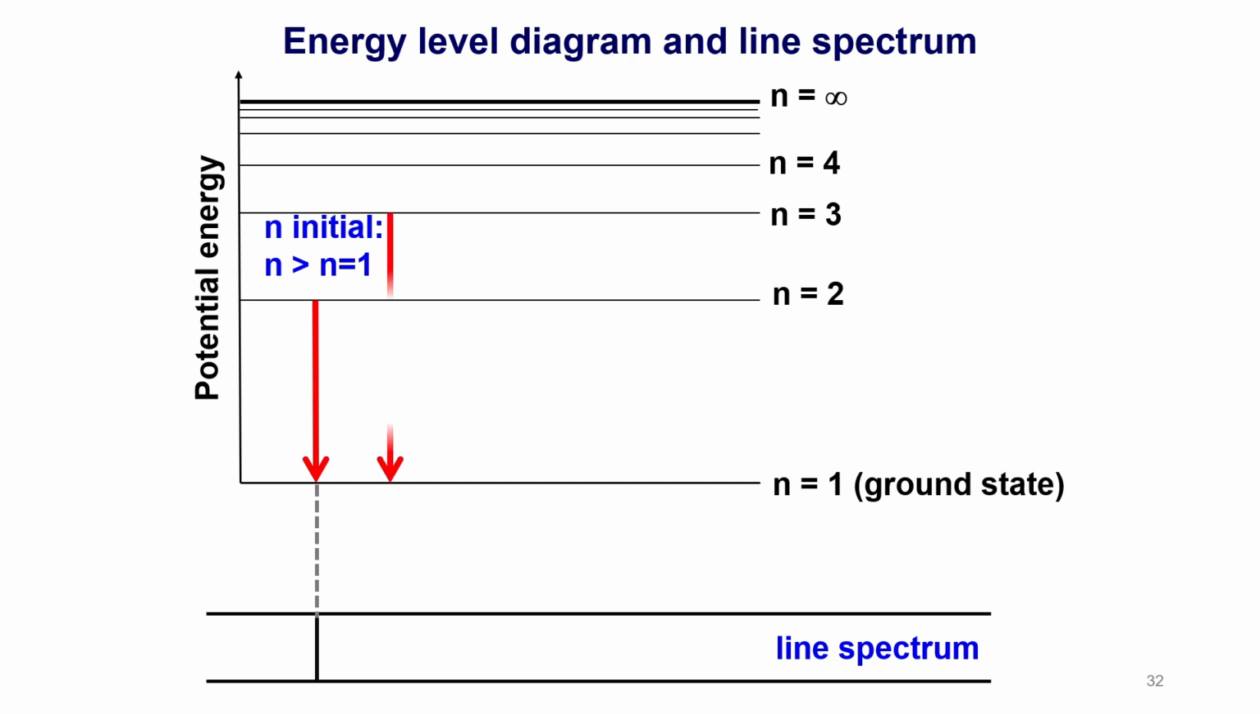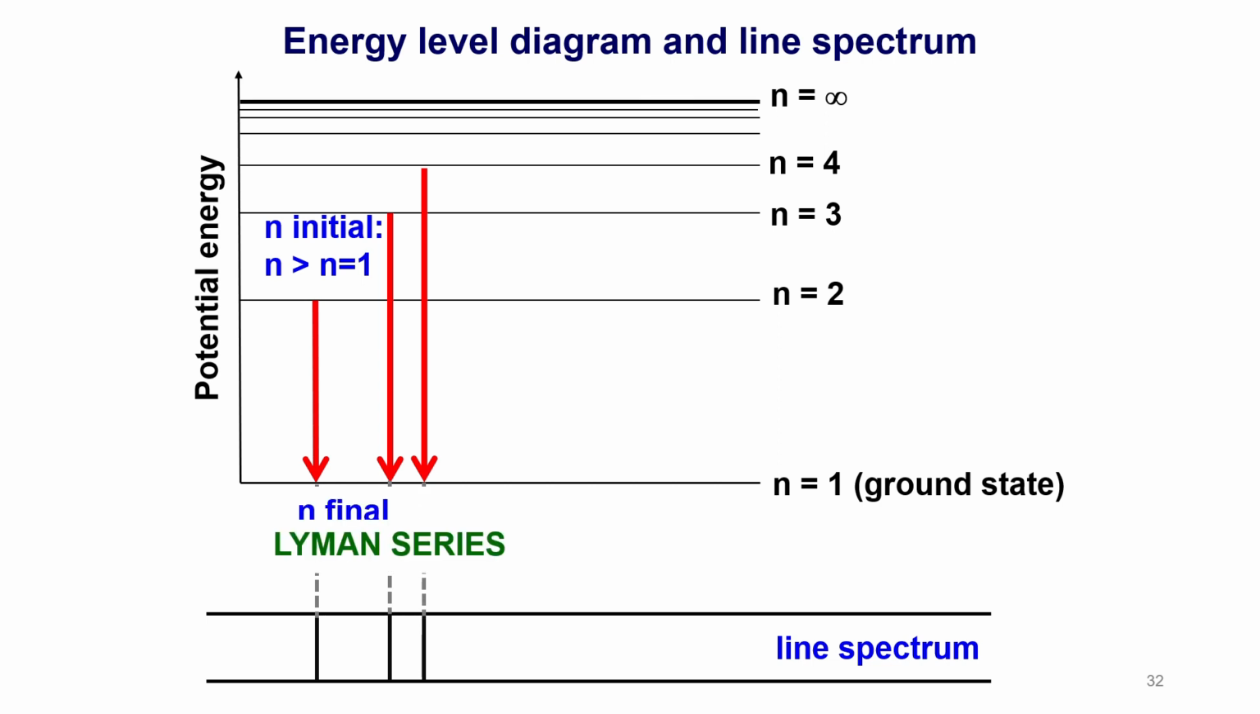Okay. So this one, falling to n is equal to 1, forms the second line. Right, this one is the third line. This is the fourth line. Okay, so ini adalah Lyman series.